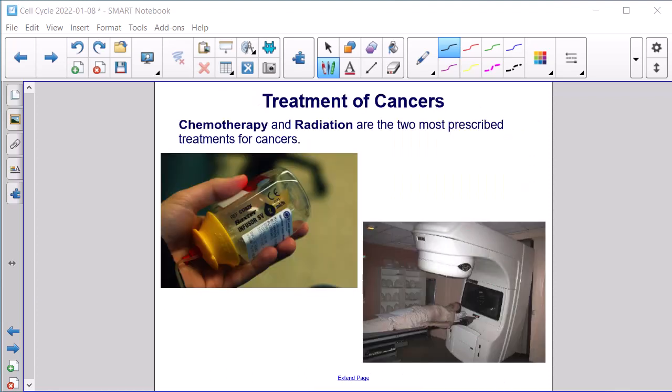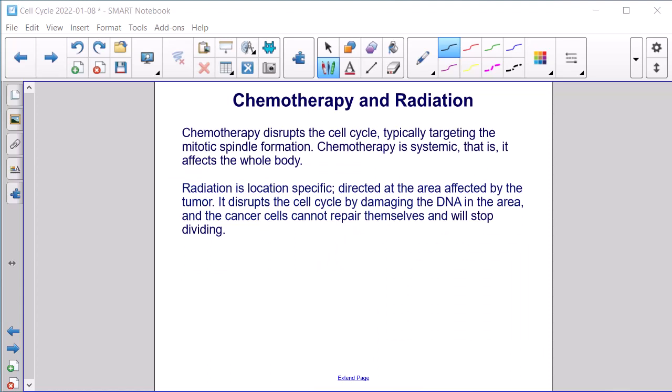Chemotherapy and radiation are the two most prescribed treatments for cancers. Chemotherapy disrupts the cell cycle, typically targeting the mitotic spindle formation. Chemotherapy is systemic, that is, it affects the whole body. Radiation is location-specific, directed at the area affected by the tumor. It disrupts the cell cycle by damaging the DNA in the area, and the cancer cells cannot repair themselves and will stop dividing.